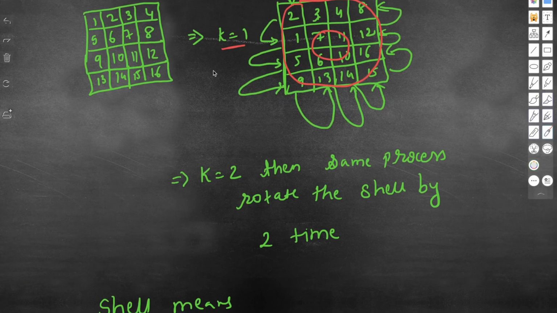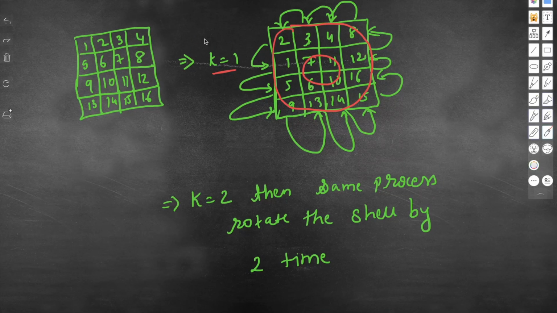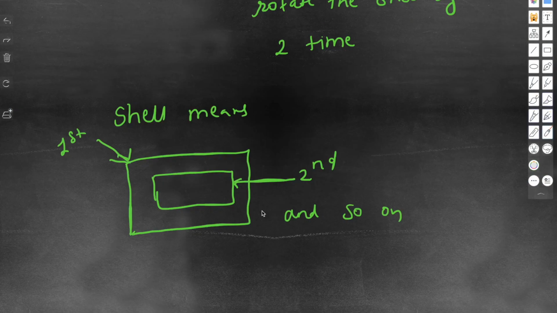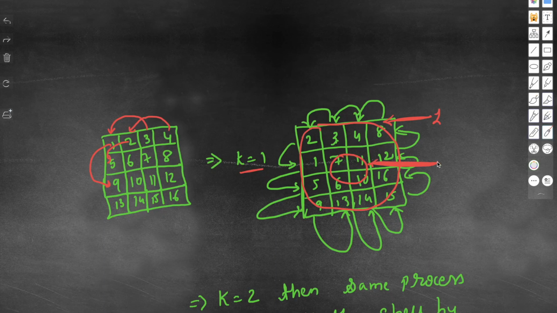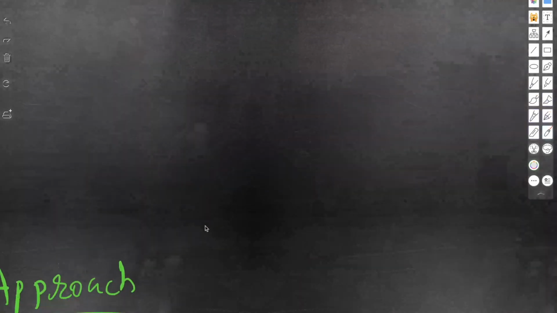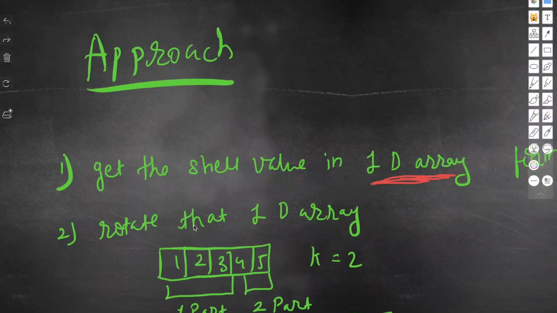If k is given as 2, you have to apply the same procedure by shifting by 2 values. For example, if it is given as 2, then 3 will come here, 4 will come here, 1 will go here, 2 will go here, and so on. Now let's try to find out the approach to solve this problem. I hope you understand what we mean by shell. This is the first shell, this is the second shell, and it will go on. This is going to be a third shell if more elements exist, and it goes on. Let's move towards the approach.